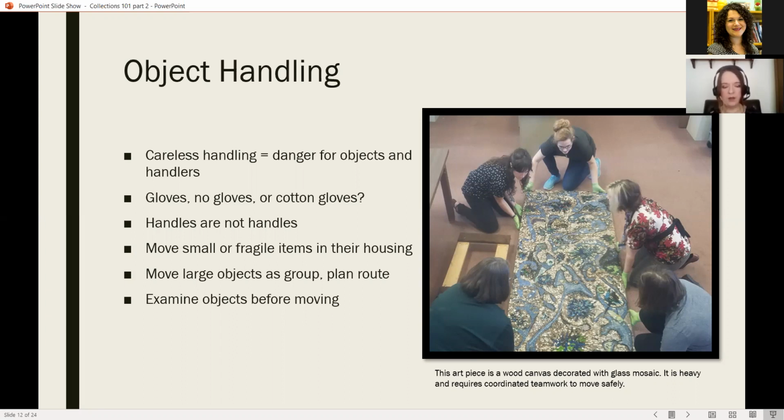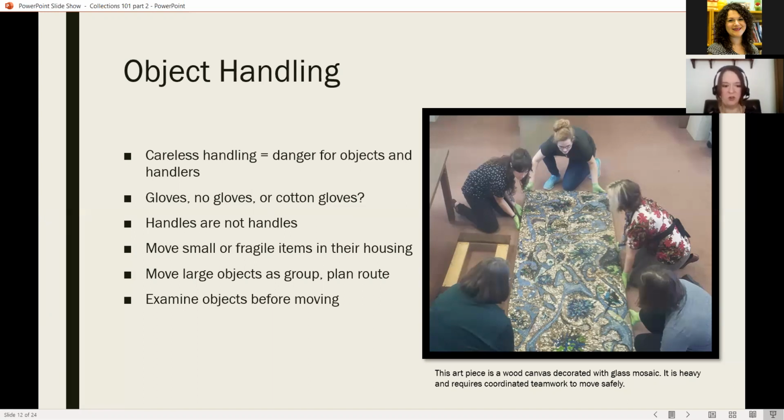And then circling back to the large objects, it's always good to communicate with whoever's helping you beforehand and plan your route. It sounds really simple and obvious, but when we were moving that mosaic, we talked extensively beforehand. Okay, who's going to stand where? Who's walking backwards? Where are we taking this? And where are we setting it down? And we moved very slowly.